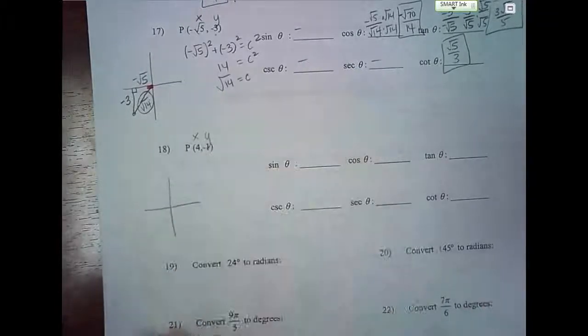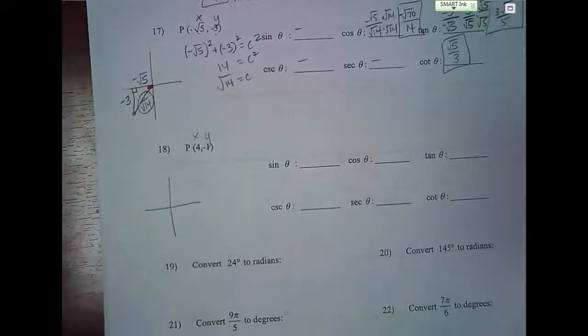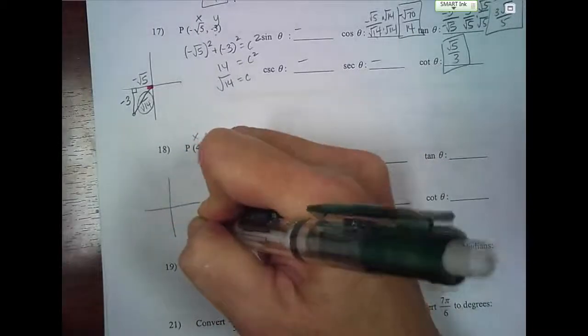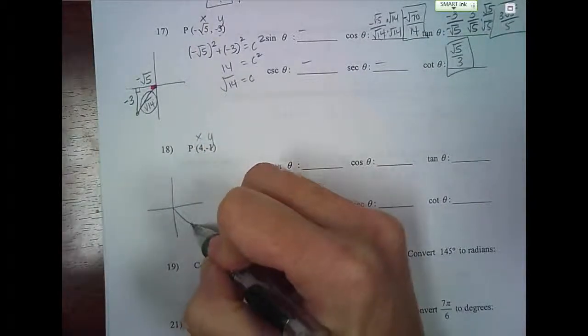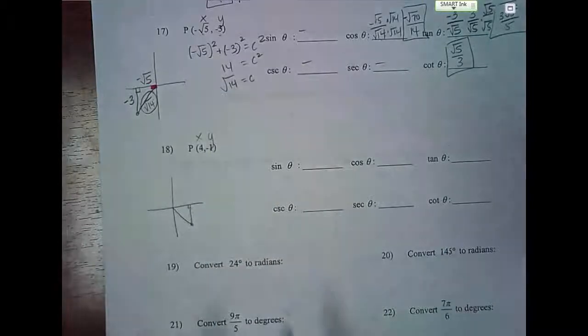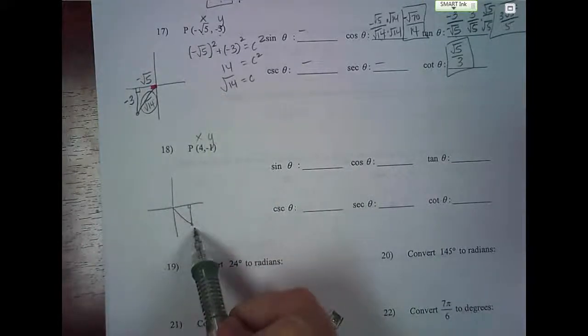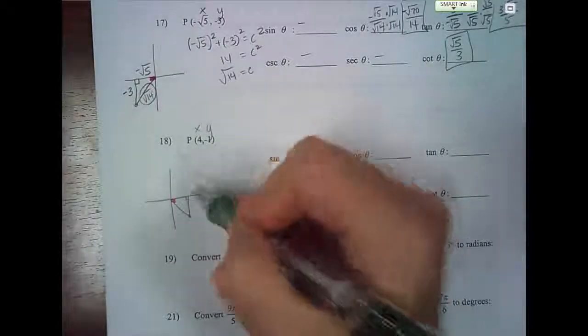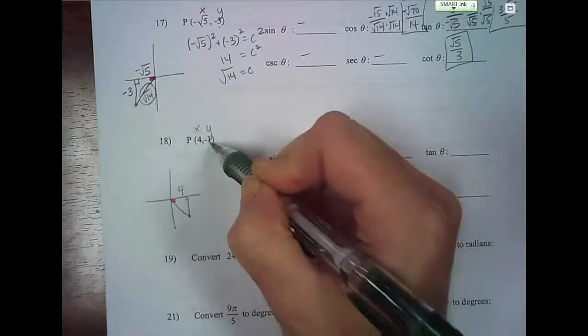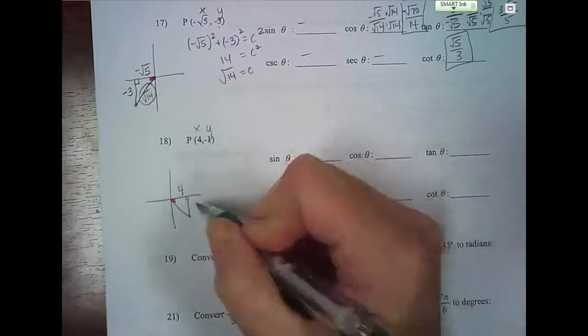X and Y put me in quadrant 4. So here's my point. Start at the origin, out and up to the x-axis. Do that every time. Start at the origin, out to the point, and to the x. So this is your reference angle. Let's label. On the x-axis, you're going to travel 4. And the y-axis, which is up and down, is negative 1.